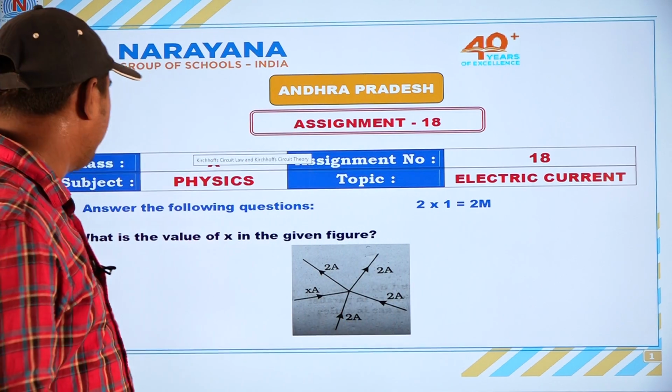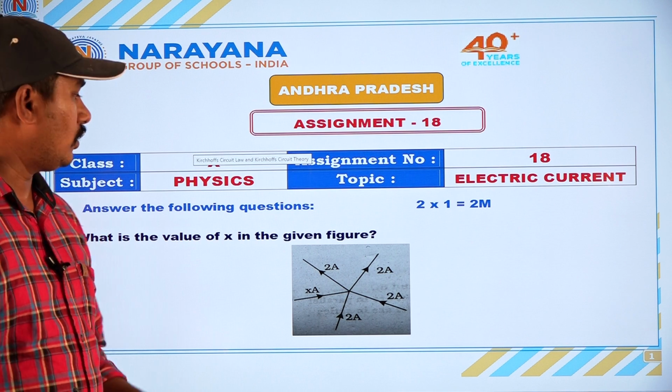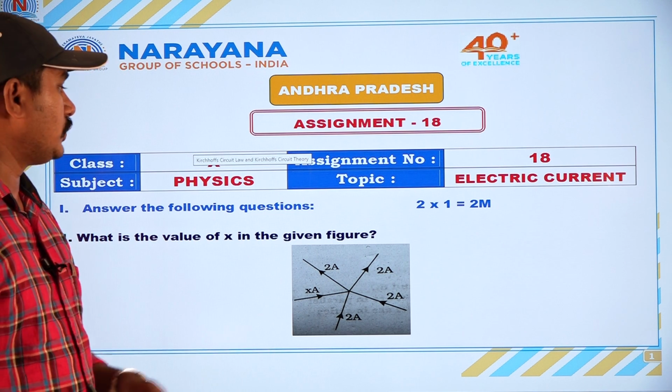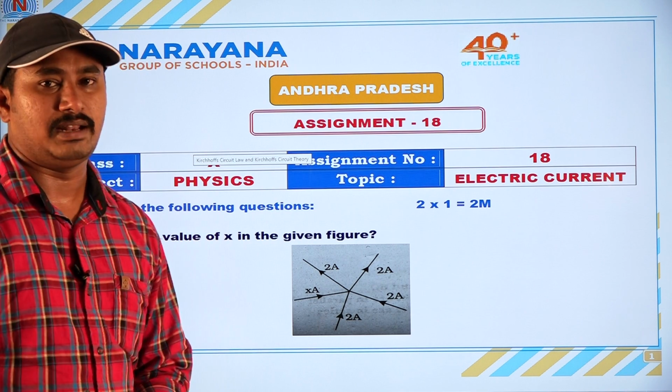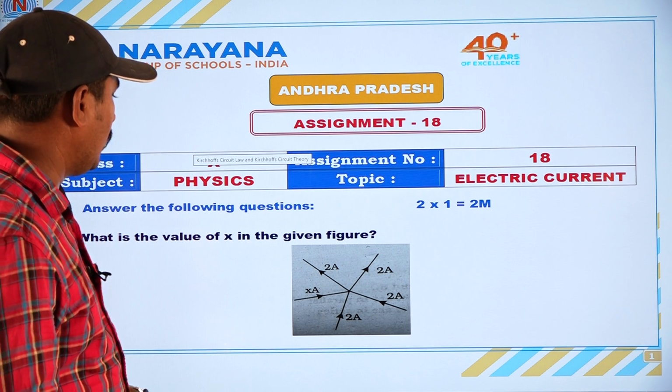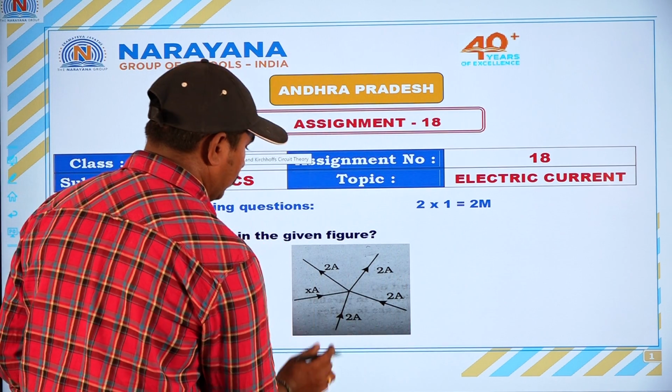See the question here. What is the value of x in the given figure? So how do we find the x value here? We should follow the loop law. So what is the loop law? What is the junction law? You know very well. We have to follow that here. What is the junction law? According to the junction law, this is a junction.